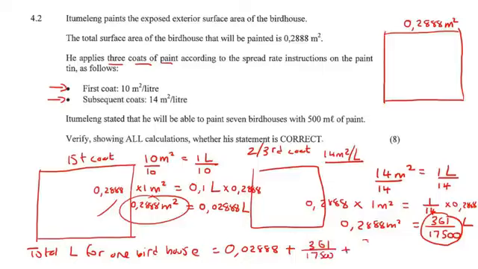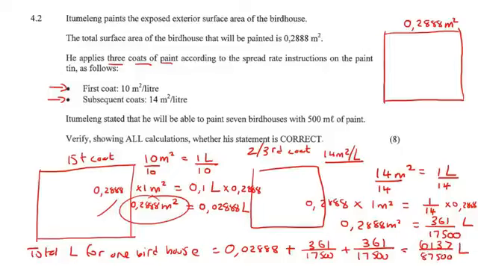And when you paint the third coat, you're going to do exactly the same. Let's put a bracket around all of that and work it out. I don't want to jump steps. I'm not going to round off just yet, because in maths, you only want to round off at the end. So that gives us 6137 over 87500 liters.